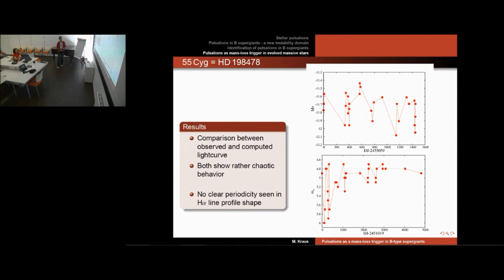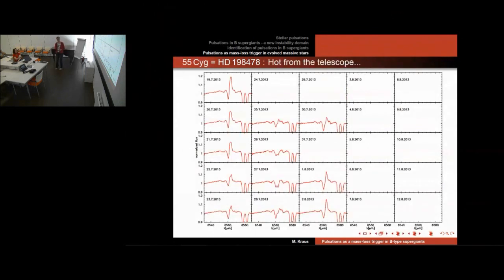The other thing that we found is that no clear periodicity is seen in the H-alpha line profile. Although we thought in 2013, last year, we were very lucky with the weather, so we could observe almost every night, there are only a few gaps here. And you see how the H-alpha line changes every night. And then it's almost gone, and then it's back. So it's not periodic. We were hoping that now we have the period of H-alpha. No, completely not.